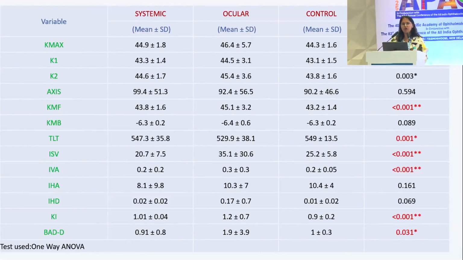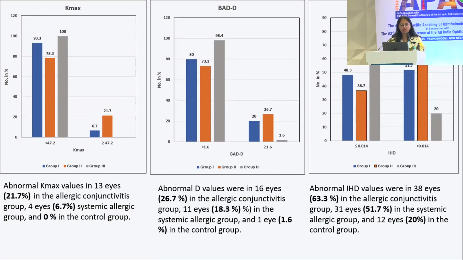Further, we used a post-hoc test, and what we found was that abnormal Kmax value was there in 21.7% of the patients in the allergic conjunctivitis group, in 6.7% of the patients in the systemic allergic group, and 0% in the control group. Abnormal D value was found in 26.7% in the allergic conjunctivitis group, 18.3% in the systemic allergic group, and 1.6% in the control group. And abnormal IHD values were found in 63.3% in allergic conjunctivitis, 51.7% in the systemic allergic group, and 20% in the control group.